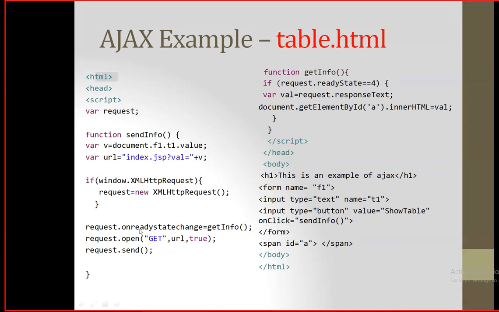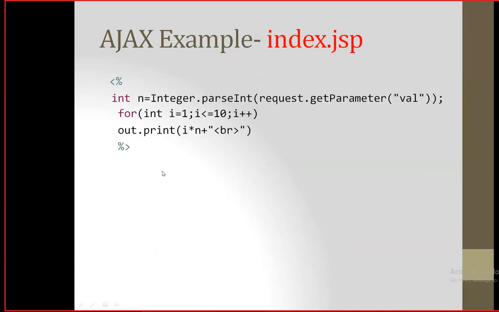So we go ahead, open, or try to access the URL, and then we actually send the request by using the send function. Once that request is sent to this particular URL, that is our index.jsp page, we'll see what is happening on the index.jsp page. We are simply accessing the parameter which was named val. The value will come into n.